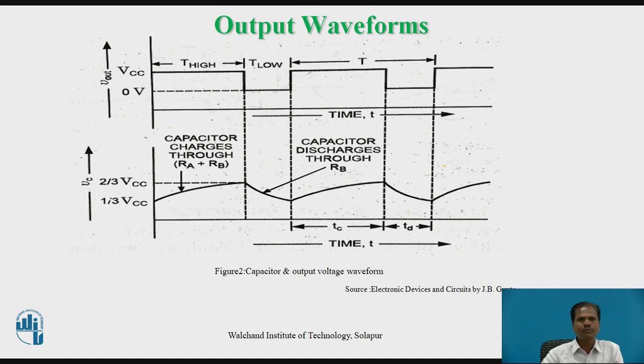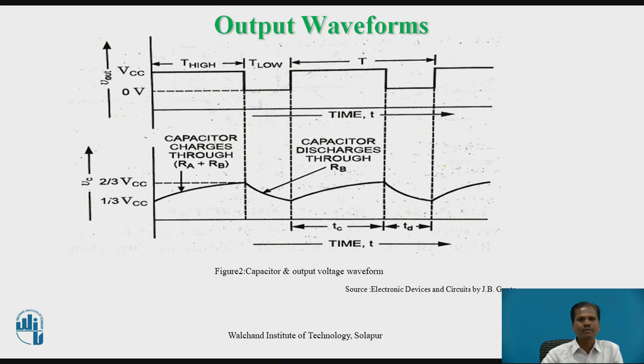And the second waveform, the lower waveform, is for the voltage appearing across the external capacitor. The external capacitor charges from 1/3 VCC to 2/3 VCC. So the voltage across the capacitor goes on increasing from 1/3 VCC to 2/3 VCC, during which the timer output remains at high voltage level. When the capacitor voltage just exceeds 2/3 VCC, again the internal transistor becomes on, and so the capacitor discharges. So the capacitor discharges from 2/3 VCC up to 1/3 VCC.